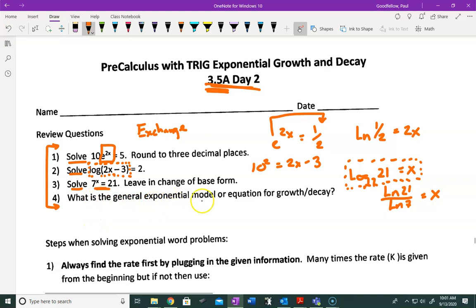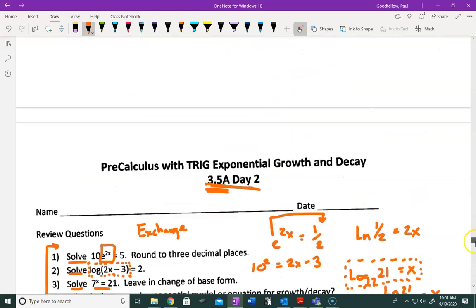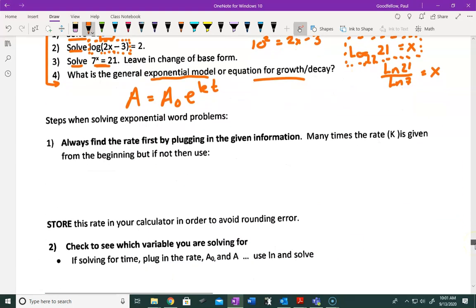What is the general exponential model or equation for growth or decay? That is the part we're going to be really talking about today. A, which is the final amount, which is a sub o, and then we've got e to the kt. And keeping in mind that a k value is your rate, either positive making it growth or negative making it decay. All right, so that's the one we're going to be working on primarily today. So let's find out what's going on here.